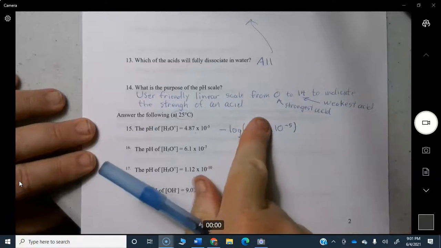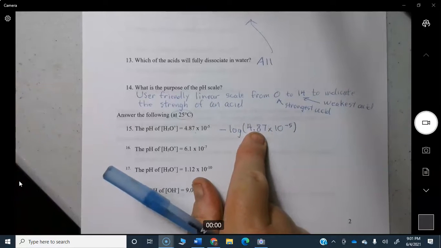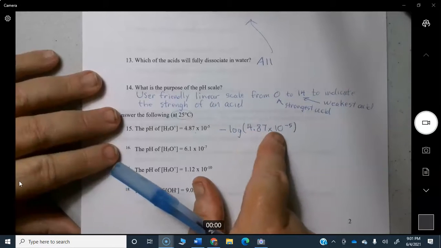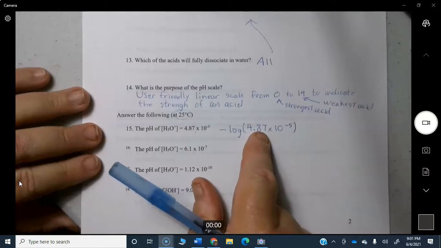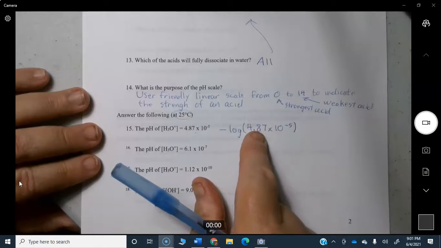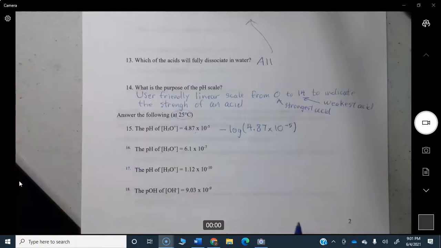So if it were just 10 to the minus 5, the pH would be 5. But this is 4.87 times 10 to the minus 5. It's a 4.87 times stronger acidic solution. So it's more acidic because you're multiplying 10 to the minus 5 by this. More acidic means the pH is going to go down. Stronger acid goes towards 0.